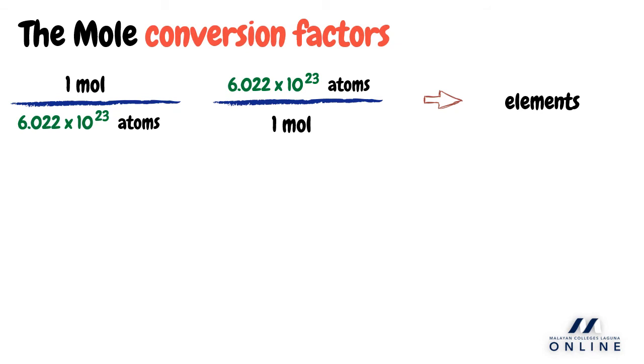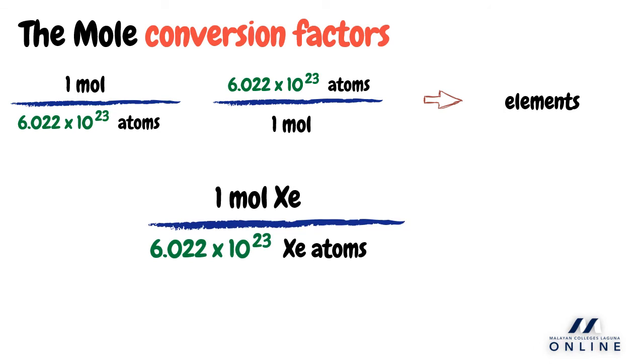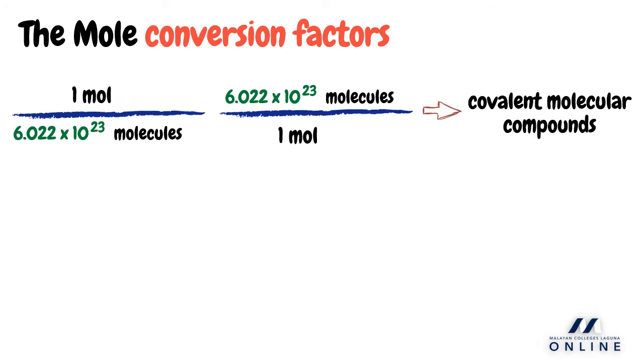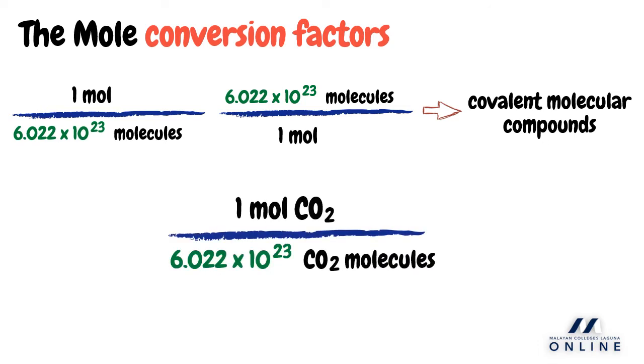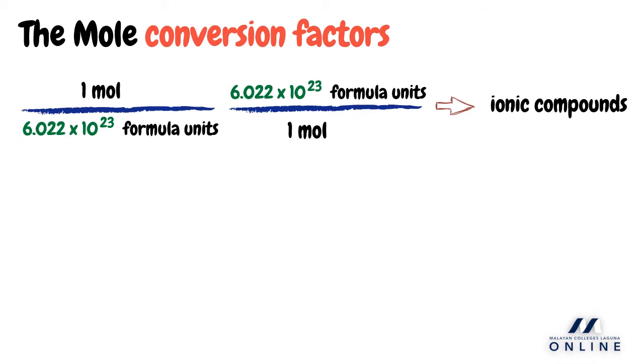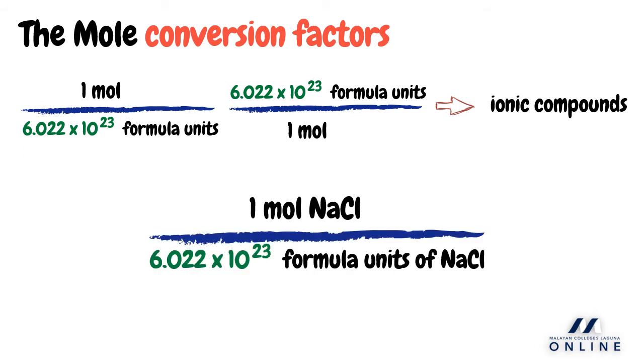For example, if we have the element xenon, we have 1 mole of xenon is equal to 6.022 times 10 to the positive 23 xenon atoms. For covalent molecular compounds like carbon dioxide, 1 mole of carbon dioxide is equal to 6.022 times 10 to the positive 23 molecules of carbon dioxide. For sodium chloride, which is an ionic compound, we have 1 mole of sodium chloride is equal to 6.022 times 10 to the positive 23 formula units of sodium chloride.